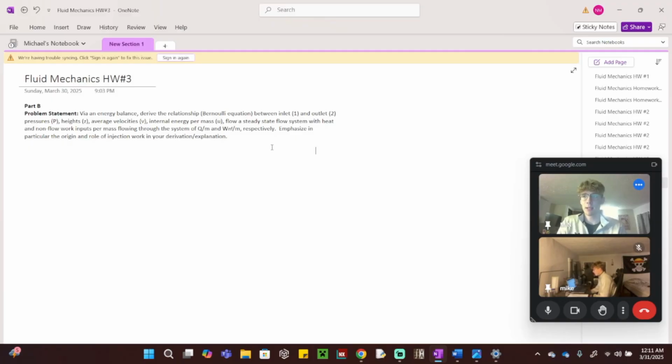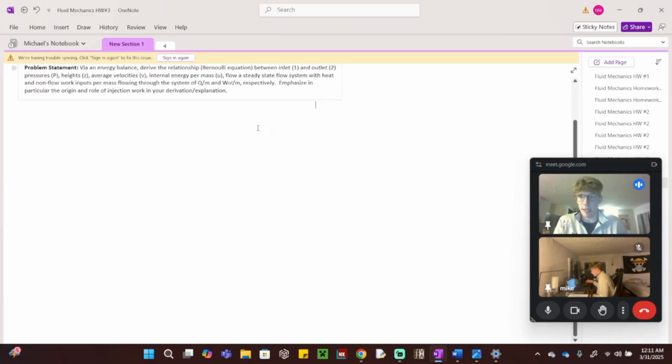And the problem statement states: via an energy balance, derive the relationship, the Bernoulli equation, between inlet 1 and outlet 2, pressures P, heights Z, average velocities V, internal energy per mass U, for a steady state flow system with heat and non-flow work inputs per mass flowing through the system of Q over M and W_NF over M respectively. Emphasize in particular the origin and role of injection work in your derivation and explanation.